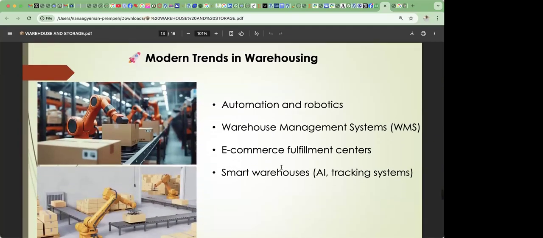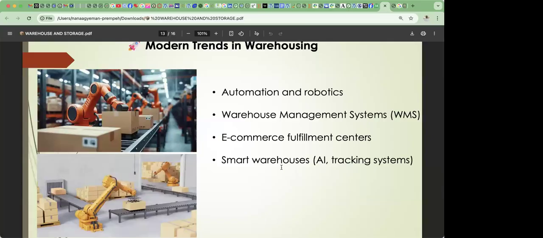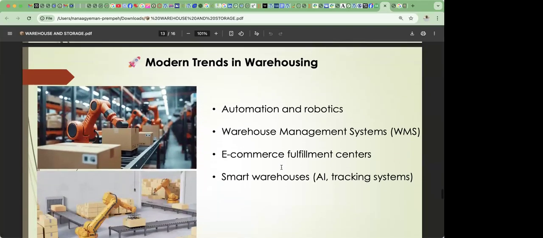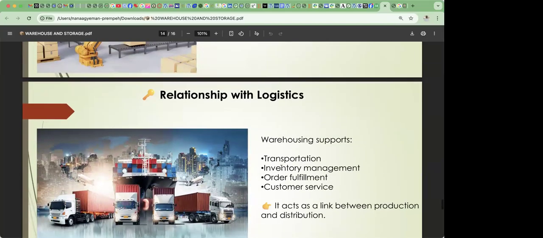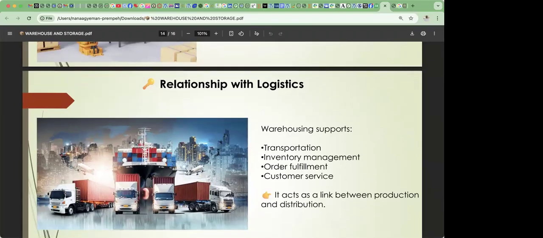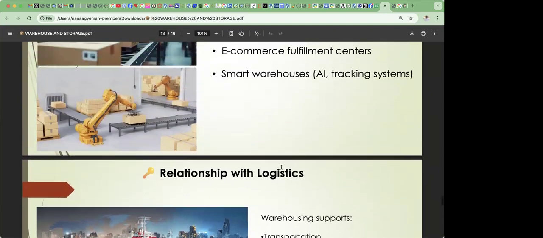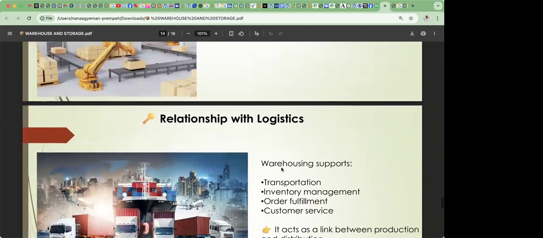Automation and robotics. I've mentioned that ICT has become a very significant trend in managing warehouses, inventory, and other logistics activities. So it behooves warehouse managers to be well abreast with this.